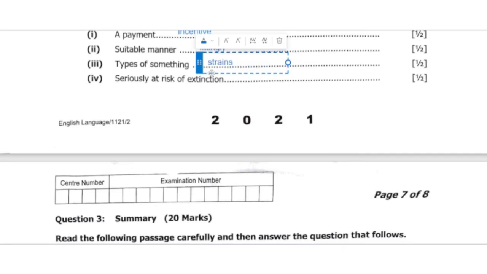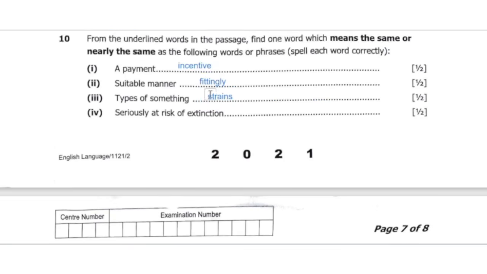We go to question number 4 of 10. Seriously at risk of extinction. Seriously at risk of extinction. So when we talk about extinction, we're talking about getting finished. So we go back and check for a word that has a similar meaning as seriously at risk of extinction.